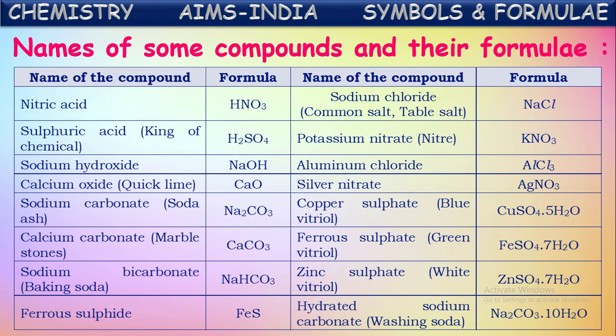Even their common names or trivial names are also mentioned. Just now we have seen sodium chloride, NaCl is its chemical formula. Sodium chloride is its systematic name, but it is more familiar with its common names. They are common salt and table salt. And one more, if you observe here, sulfuric acid, H2SO4. Its chemical name is sulfuric acid, but it is familiar with its common name, king of chemicals. So in this way, some compounds have their common names or trivial names, which are more familiar than their systematic names. Okay, this is about the naming of chemical compounds from their formulae.